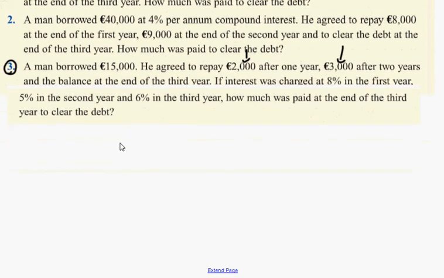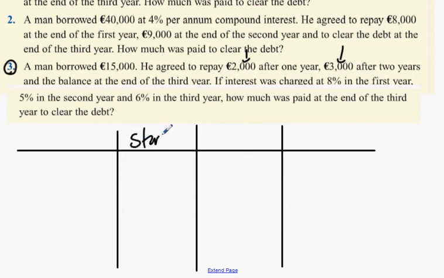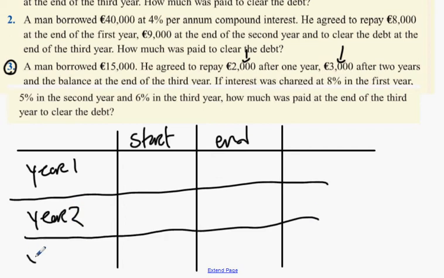So here's what I suggest you do. I tend to make a little table, okay? And what I do is put down beginning and end, or start and end. This is year 1, year 2, year 3.